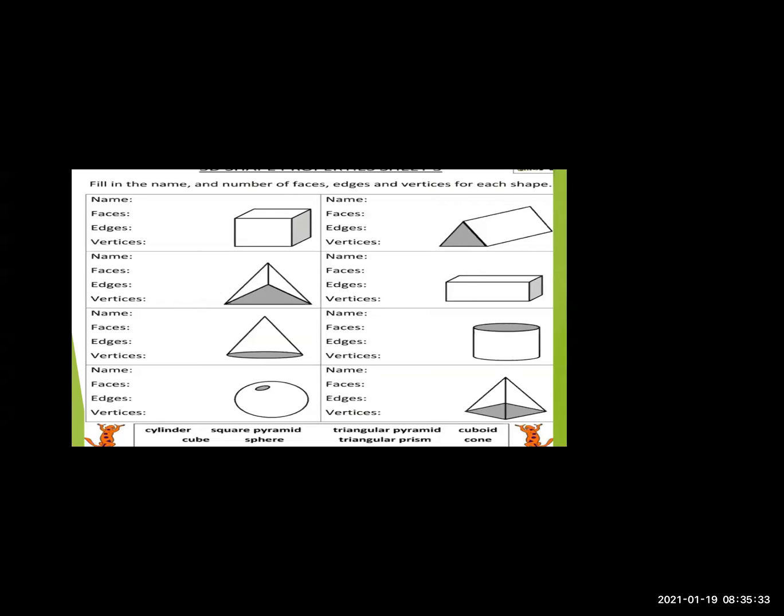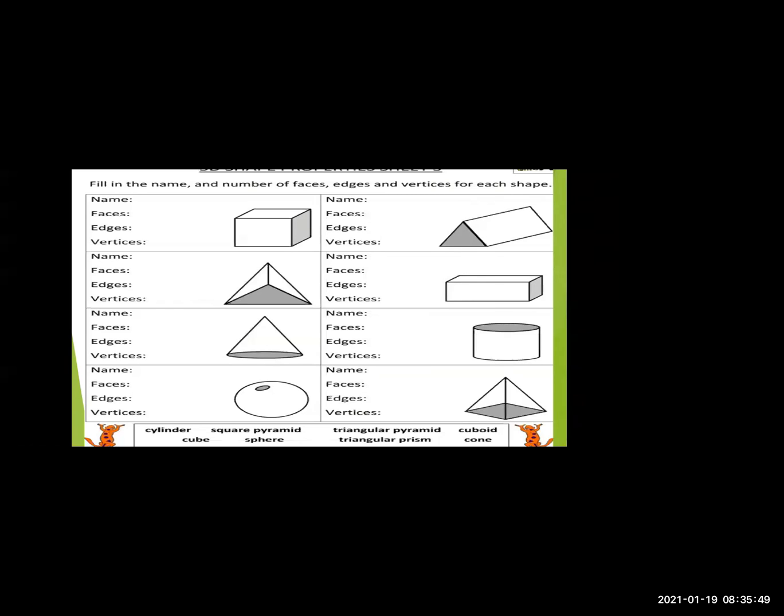Okay. What is the name of the next shape? Cube. The first one we have already done is the cube. What is this shape then? Ma'am, cuboid. Cuboid. Very good.